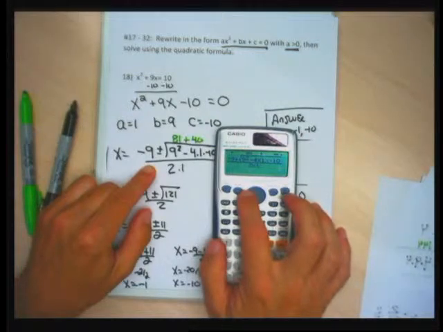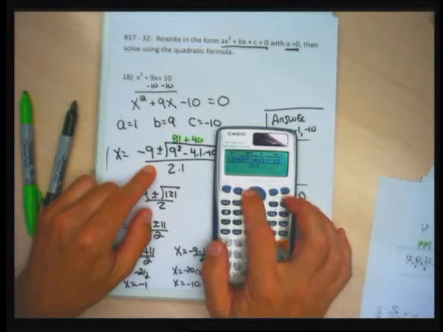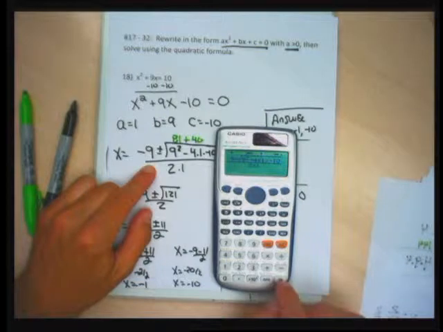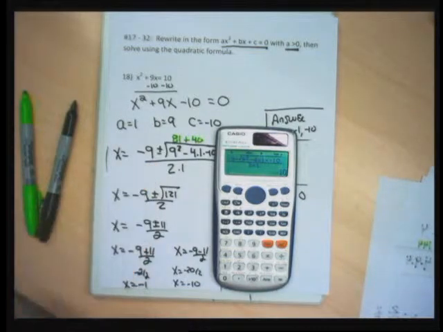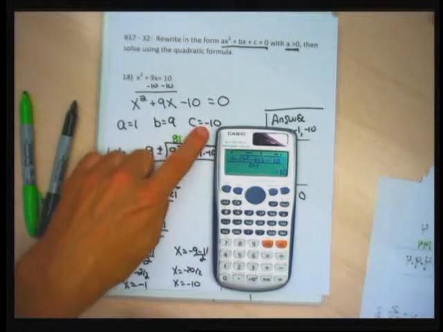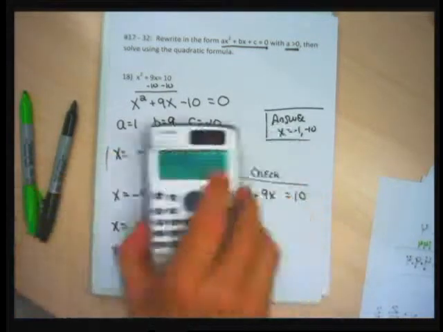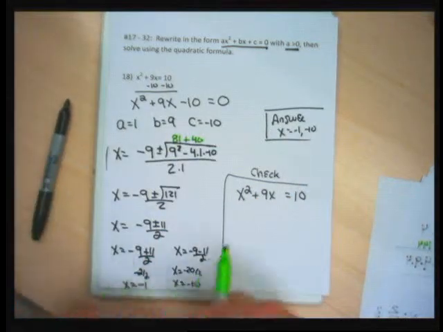Backtrack. Change that plus to a minus. Get the second solution of negative 10. Absolutely, if you had the c equal to positive 10, you wouldn't get those numbers, and they wouldn't check. So let me check first, negative 1.